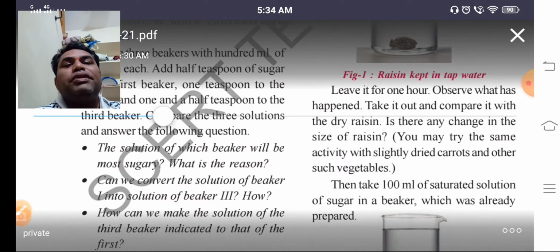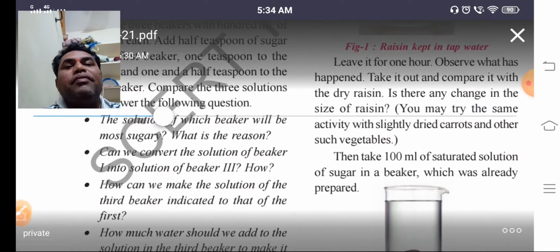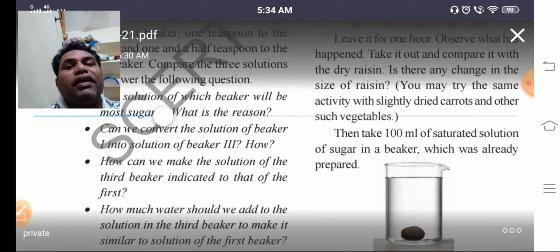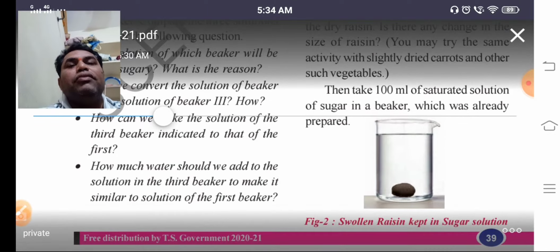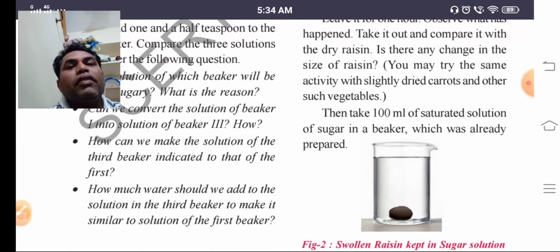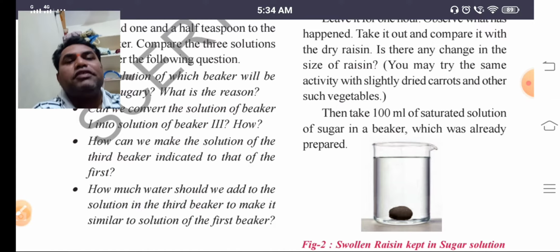How can we make the solution of the third beaker identical to that of the first? By pouring water in the third beaker, we can convert the third into the first. How much water should we add to the solution in the third beaker to make it similar to the solution of the first beaker? For this, while taking water, you have to compare, and then pour the water until it becomes like the first beaker.